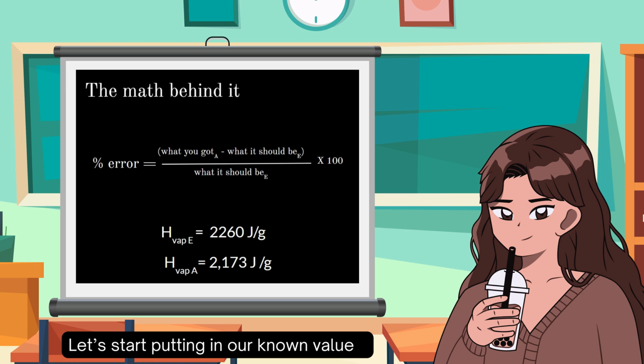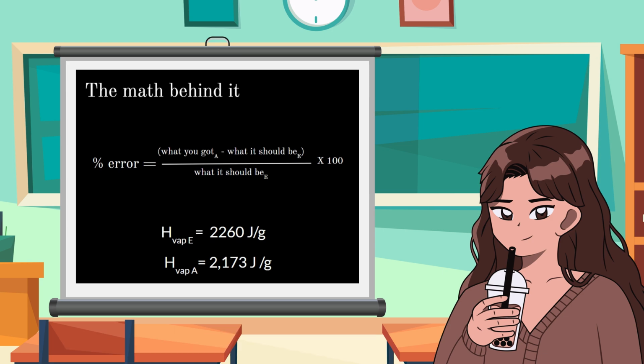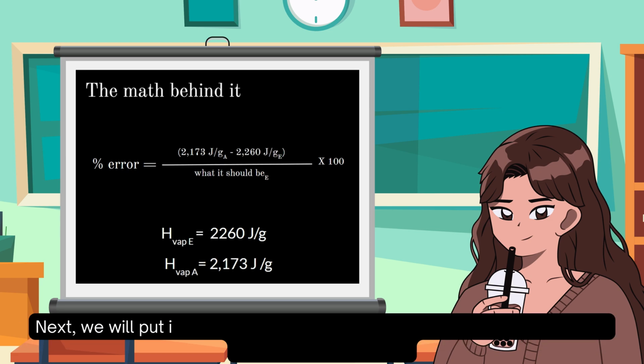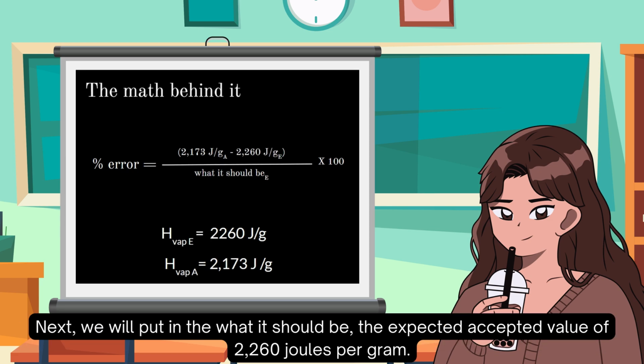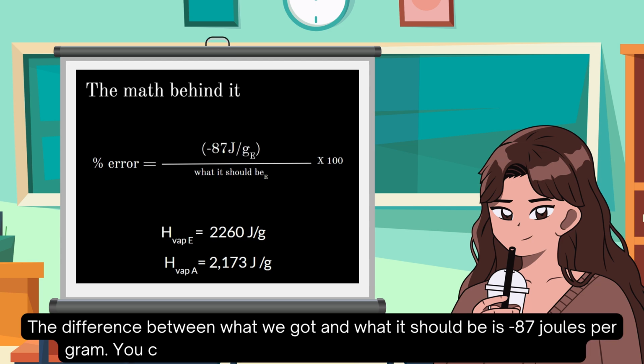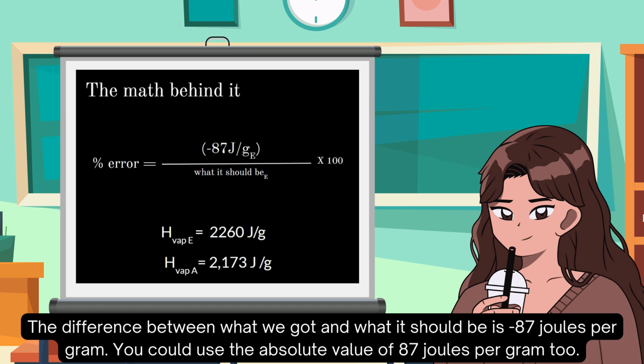Let's start putting in our known values. First, we'll put in the actual value we got during our lab, 2,173 joules per gram. Next, we will put in what it should be, the expected accepted value of 2,260 joules per gram. The difference between what we got and what it should be is negative 87 joules per gram. You could use the absolute value of 87 joules per gram too.